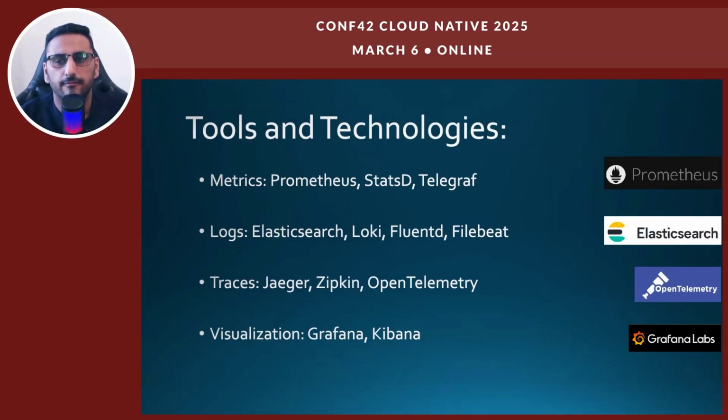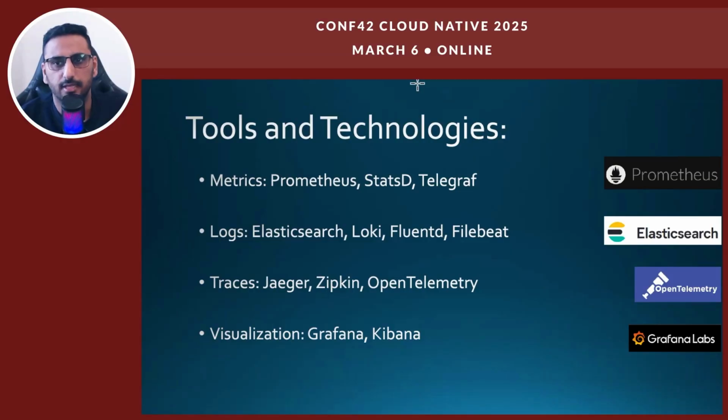Let's look at the famous tools and technologies that are available in the market. The very first is for metrics. We can use Prometheus, Telegraf, or StatsD. For logs, it's mostly Elasticsearch, Loki, Filebeat, and Fluentd. For traces, the most famous is OpenTelemetry. There are also Zipkin and Jaeger. For visualization, the most famous are Kibana and Grafana. Some of these tools are open source, some might not be.